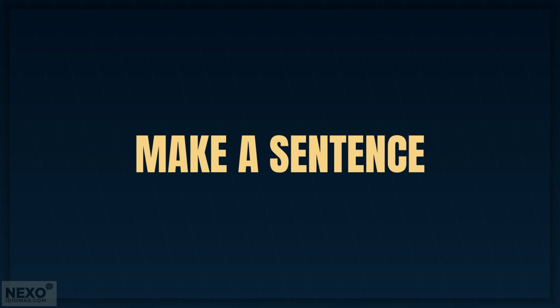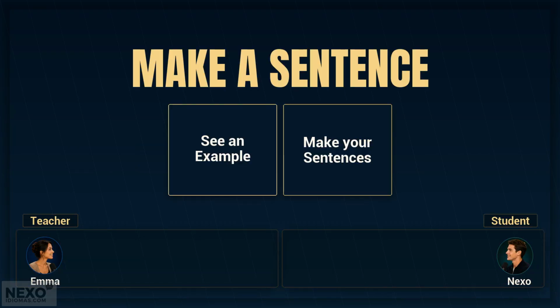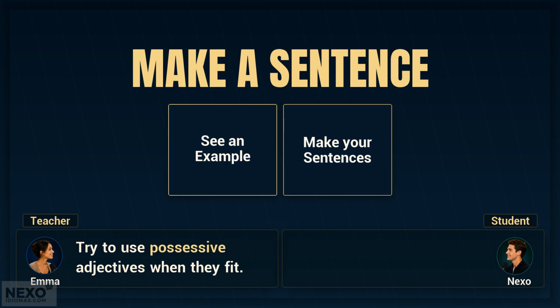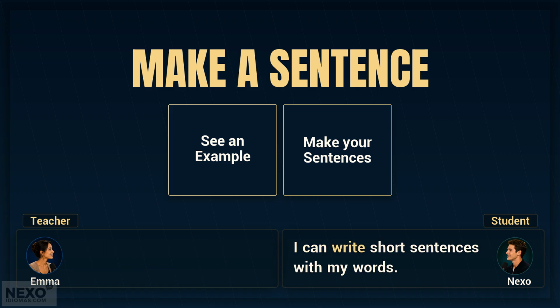Make a sentence. Now we will build 6 sentences. Use one proposed word in each sentence. You can also use 20 helper words. Try to use possessive adjectives when they fit. I can write short sentences with my words.